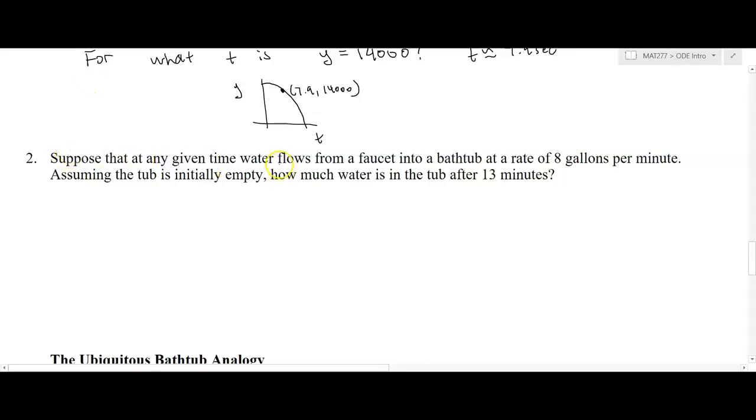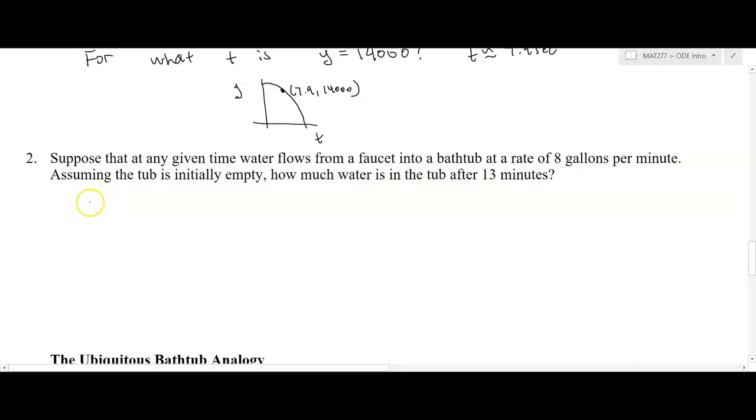Suppose that at any given time, water flows from a faucet into a bathtub at a rate of 8 gallons per minute. Assuming the tub is initially empty, how much water is in the tub after 13 minutes? So let's start off with our modeling process. We first define our variables.